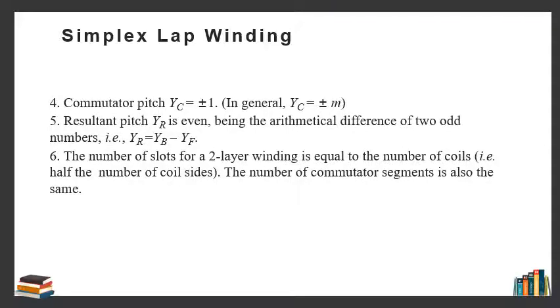Number 4. Commutator pitch YC is equal to plus or minus 1. In general, commutator pitch YC is equal to plus or minus M. Number 5. Resultant pitch YR is even, being the arithmetical difference of two odd numbers, that is, YR is equal to YB minus YF. Number 6. The number of slots for a double layer winding is equal to the number of coils, that is, half the number of coil sides. The number of commutator segments is also the same.